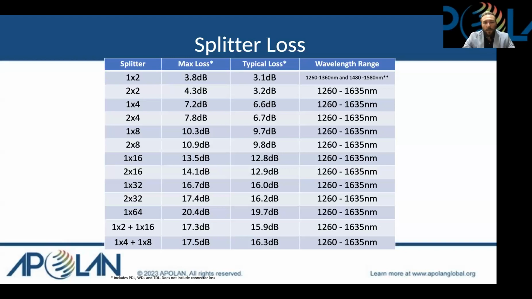Then at the very bottom, we have a 1/2 plus a 1/16. This is if you were going to essentially stack them. We could go from a 1/2 optical splitter, and then out of that optical splitter, connect a 1/16 on each of those legs, and then have our horizontal infrastructure to our ONTs.